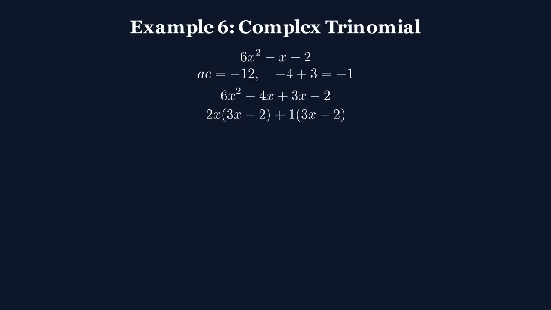Example 6. Factor 6x squared minus x minus 2. Multiply a times c. 6 times -2 is -12. We need numbers that multiply to -12 and add to -1. -4 and 3 work. Split the middle term, group, and the answer is (2x plus 1) times (3x minus 2).